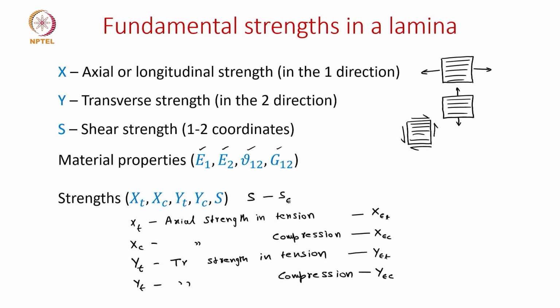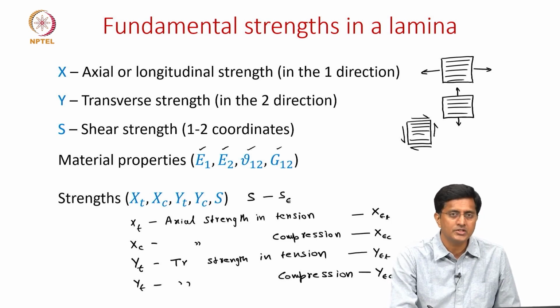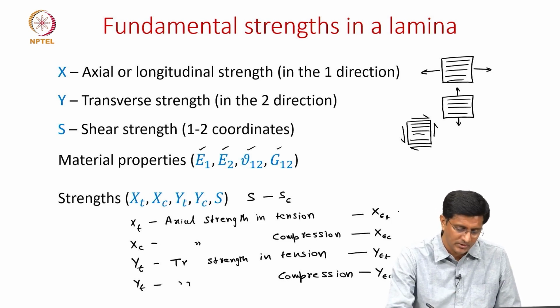So we can write these failure strains in terms of the failure strengths by simply writing it as xt by E1, this as xc by E1.